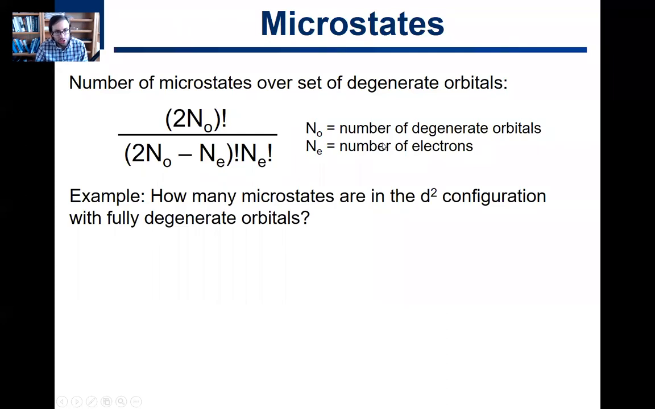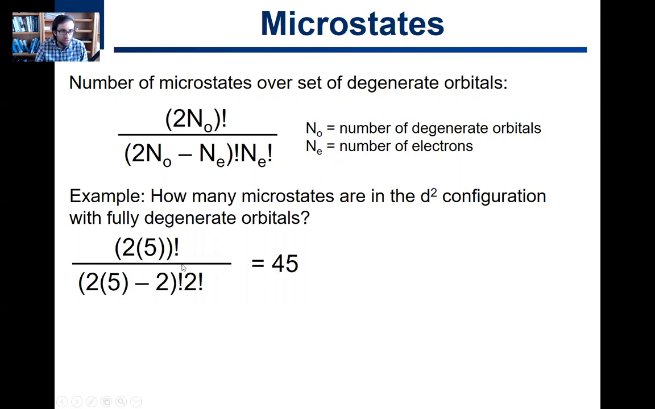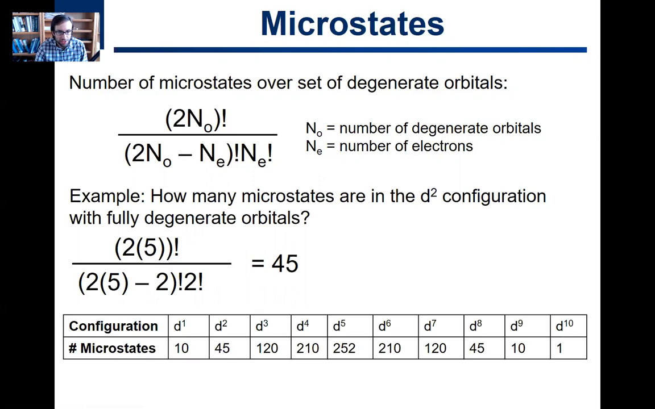trying to put in. So for example, how many microstates are in the d2 configuration with fully degenerate orbitals? Well, there are 5 degenerate d orbitals, so n0 equals 5, and we're asked for the d2 configuration, so ne equals 2. So you crank through that math and you get 45. So we're up from d1, which had 10, to 45 now for d2.